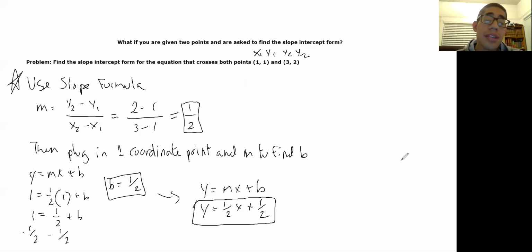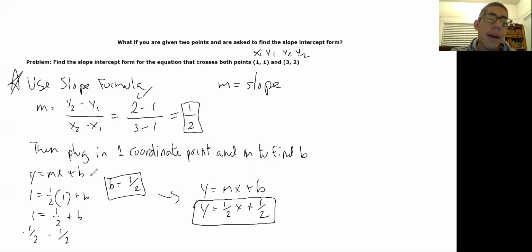So my x2 is 2, which is why my 2 is there. 2 minus 1, 3 minus 1 is equal to 1/2. All this was to figure out what m is. Remember, my m is my slope, and we just use the slope formula to figure out what slope is, right? So now we know what our m is.